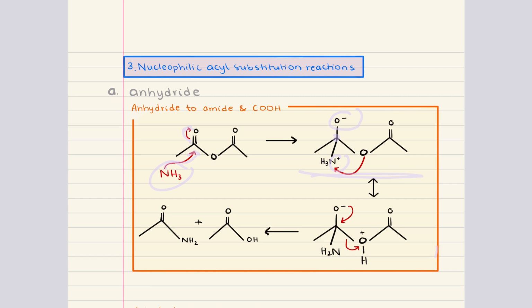To restore stability, the intermediate collapses by reforming the carbonyl double bond and ejecting the leaving group, which is the remaining carboxylate portion of the anhydride. So this step releases a carboxylate anion, and it leads to the formation of an amide. Finally, the carboxylate anion that was released picks up a proton from the ammonium species, which regenerates a neutral carboxylic acid. So the overall products of this reaction are an amide and a carboxylic acid.